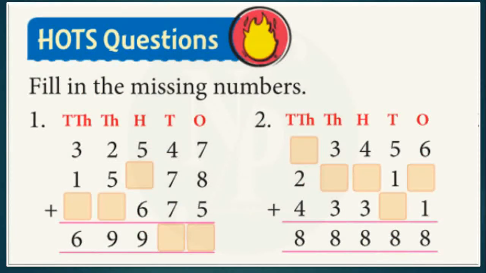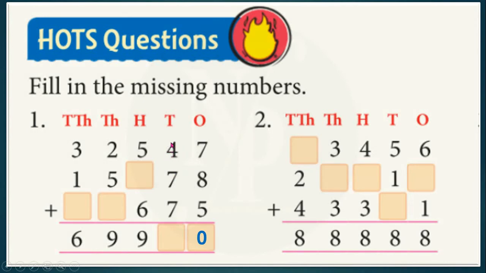Coming to HOTS questions, higher order thinking type questions, fill in the missing numbers. So here we have to fill in these missing numbers. This is an addition sum. On adding 7, 8 and 5, what do you get? 7 plus 8 is 15. 15 plus 5 is 20. So 0 is written here. 2 is carried forward, isn't it? So 0 should be written here. And that carry should be added to these numbers here.